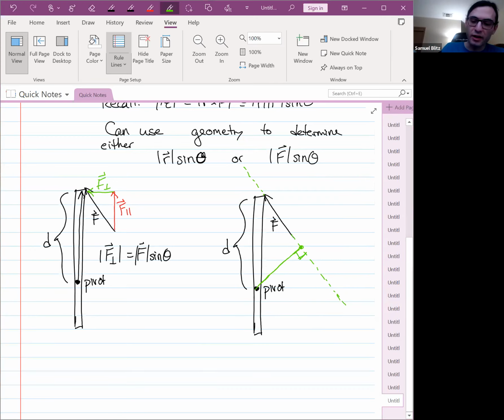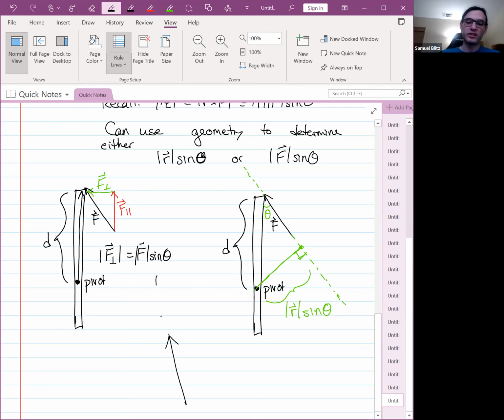Then this distance here, that distance is r sine theta. And you could check the geometry there. By the way, this angle here would be theta. You can check the geometry there, but that works out. So often it's just easier to, wherever the force line is, just extend it, and then find the closest distance between the pivot point and that line. And that will give you r sine theta. And then you just multiply that by the magnitude of the force.